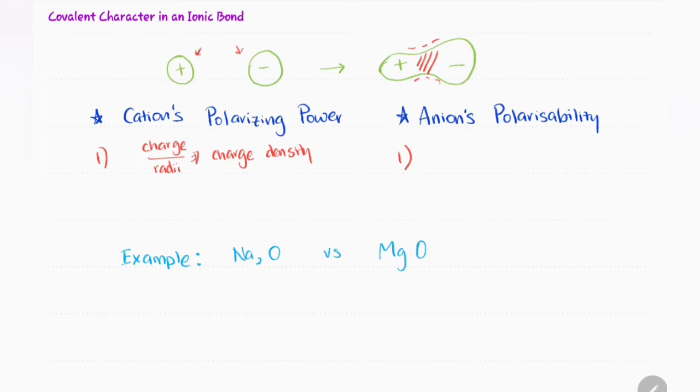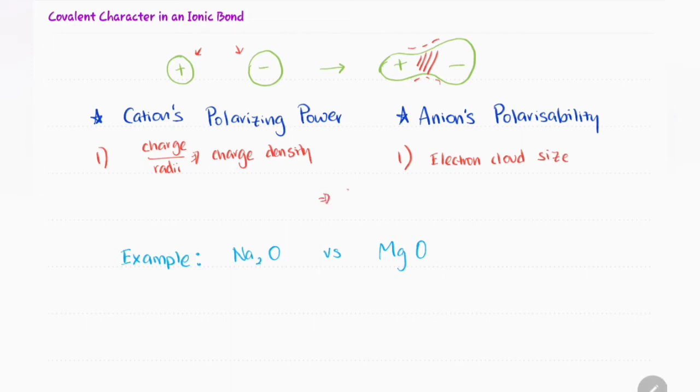So moving on, for the anion's polarizability, the criteria that we have got to look out for is the electron cloud size. If the electron cloud size is big, then the nuclear charge will not be strong enough to hold on to all the principal quantum shells. Therefore, the electrons are easily distorted and the electrons will then be easily pulled more towards the cation. So these are two criteria that will give you a strong covalent character.